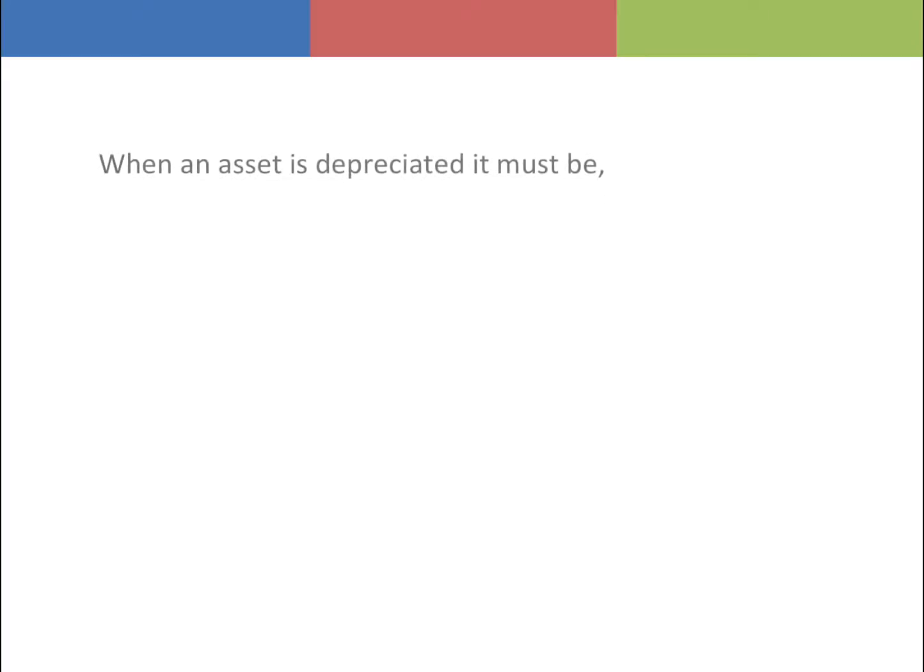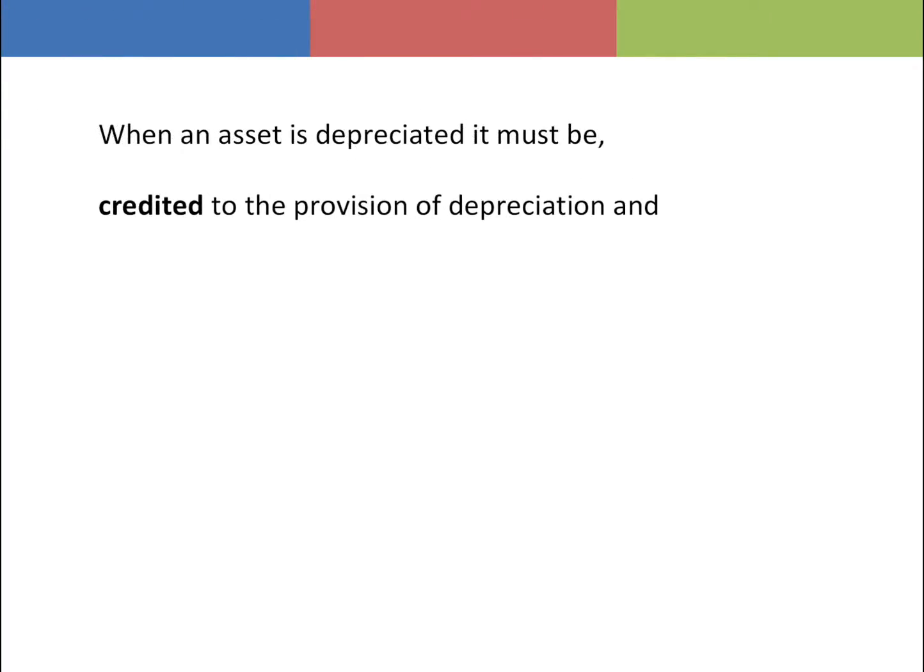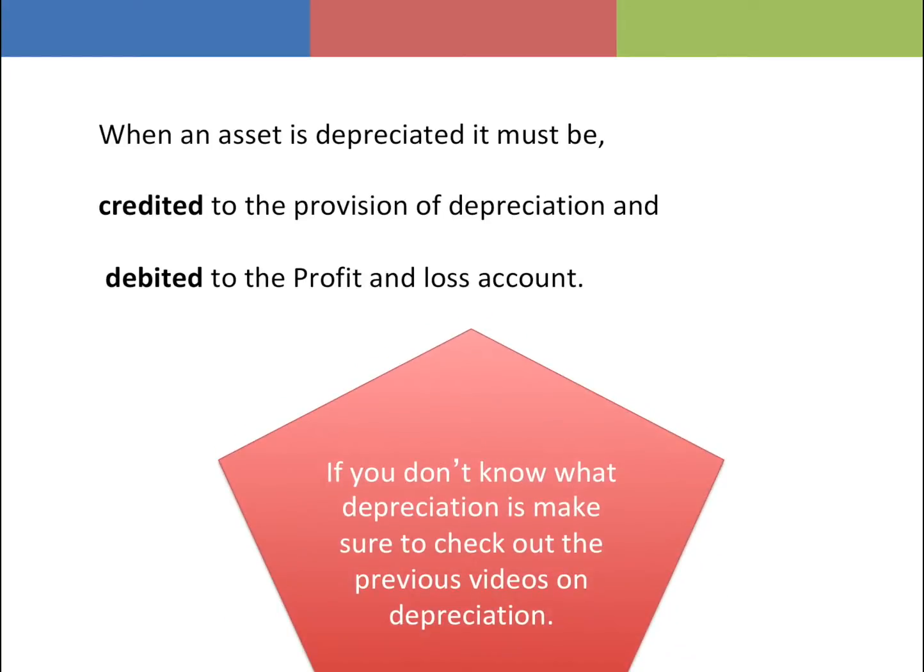When an asset is depreciated, it must be credited on the T account provision for depreciation and the profit and loss account must be debited. Today's video is going to show you how to do this. If you don't know what depreciation is, or what the methods are, you can look at our previous videos which will give you a more in-depth description on these topics.